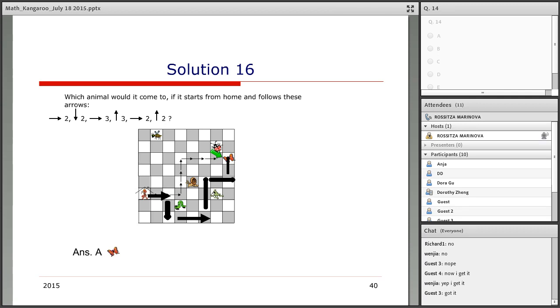Now, these are simple ones when you're just following the instructions, following the arrows over here. We will also be doing these kinds of questions.